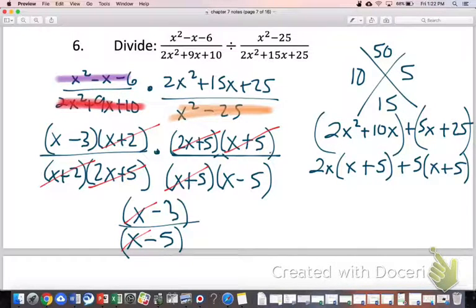Can you say it again? It's like one single factor. Yeah, you can only cancel out the whole factor or none of it. Yeah. Okay?